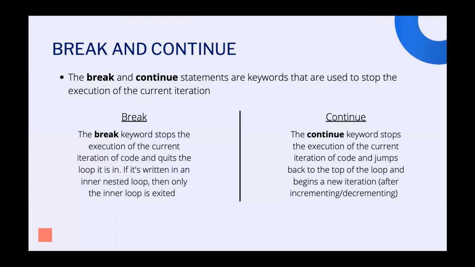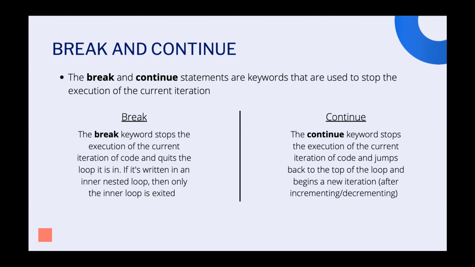If you have your break statement inside a nested loop, so only the loop in which we have the break, that's going to be exited. So if you have two for loops and your break is in your inner for loop, the inner for loop is going to stop executing, but the outer for loop is going to continue running.